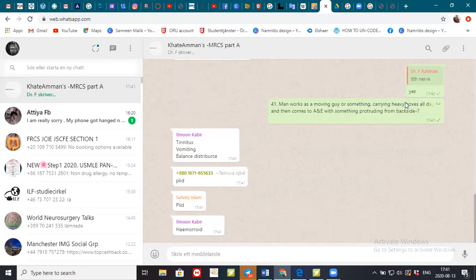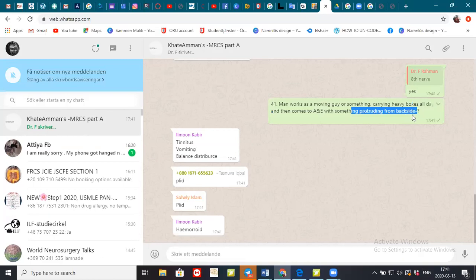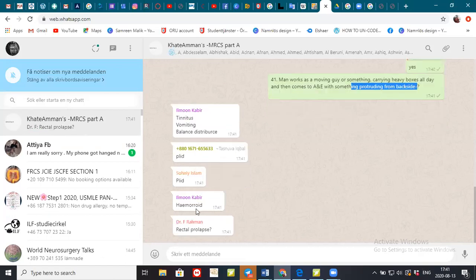Is it, ma'am, hemorrhoid? Protruding something. See, this is like from the backside. Protruding is something coming out, right? So it could be bleeding or something, hemorrhoids. The patient had some cause of portal hypertension or something. But when I thought the patient is carrying heavy boxes, then I thought maybe back pain and the nucleus pulposus protruding out. That was my first impression.